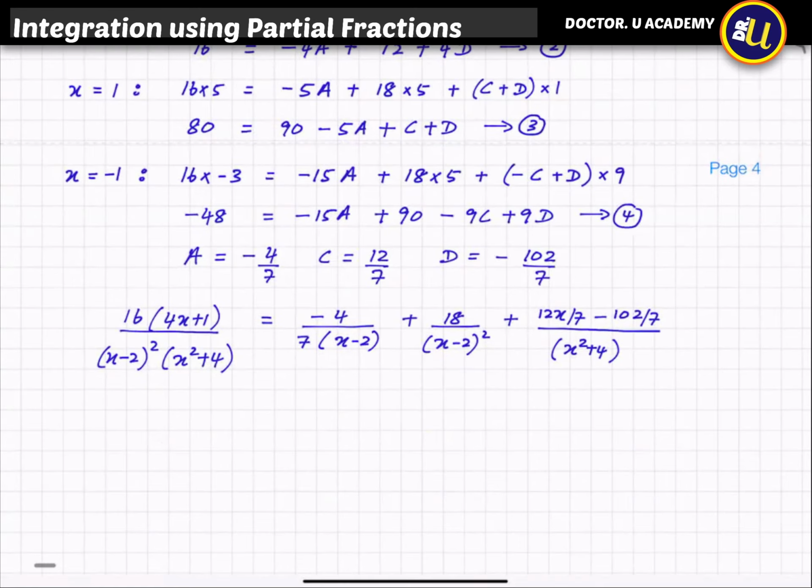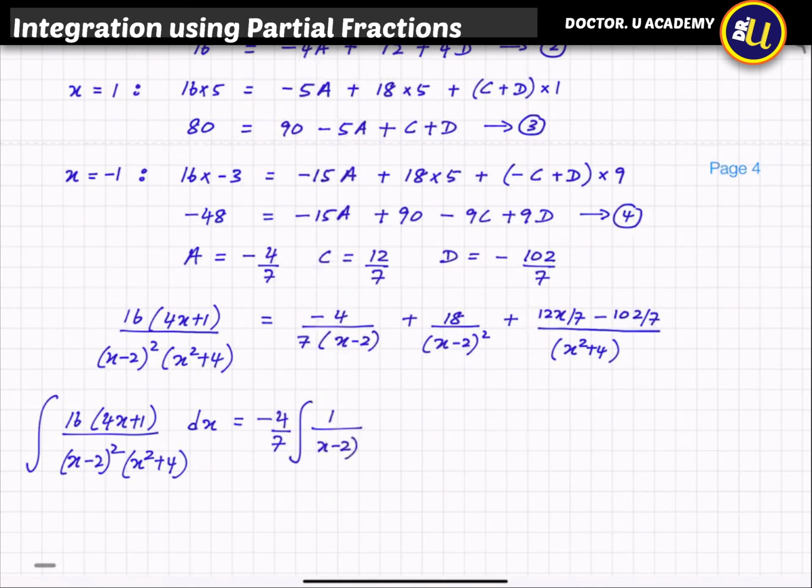Now if you want to integrate this, you have to individually consider each term. The right hand side would be, I'm going to take minus 4 divided by 7 out, so that would be the integral of 1 divided by x minus 2 dx. Then I'm going to take 18 out from the second term, integration 1 divided by x minus 2 squared dx.